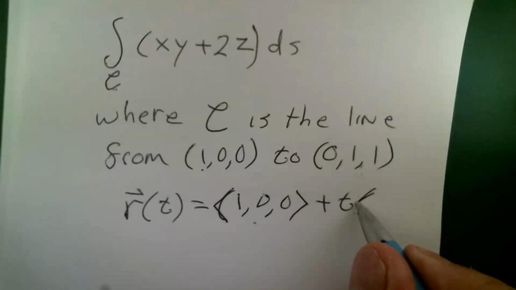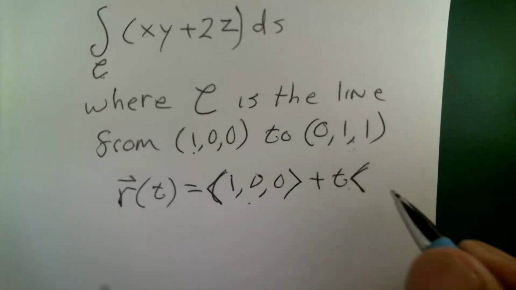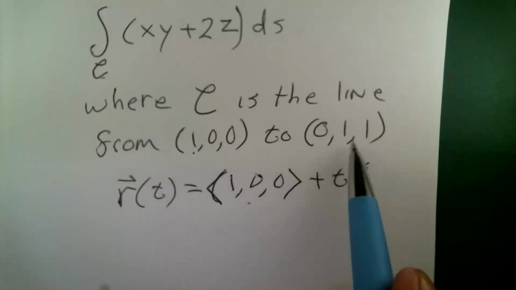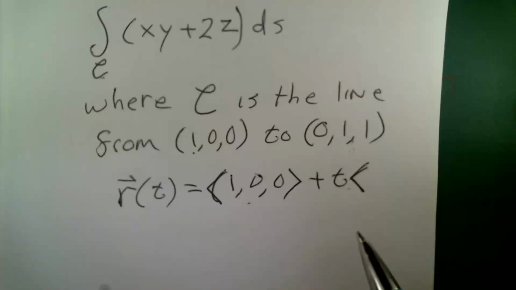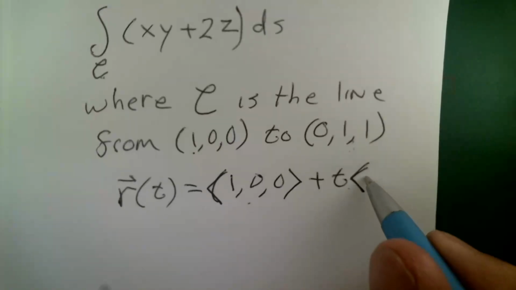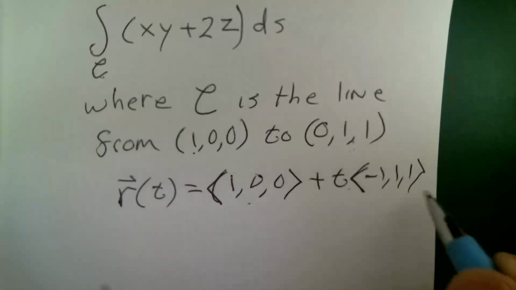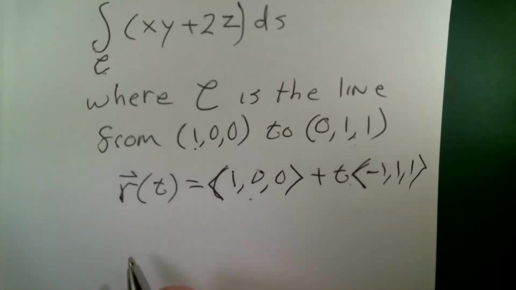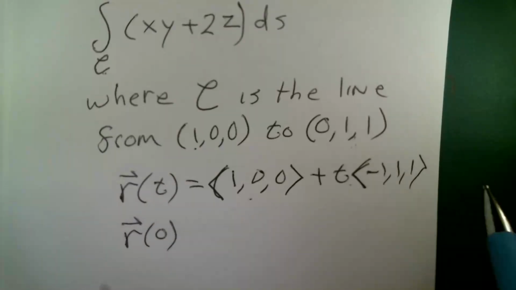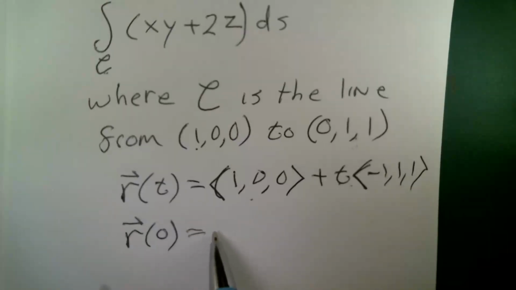So what is this vector that's going to be multiplied by t going to be? It's the difference between these 2 points. So let's see. I want it to be (-1, 1, 1). Let's just double check. What is r at 0? That's clear. That's definitely going to be t is 0. That part's gone. That'll give you (1, 0, 0).